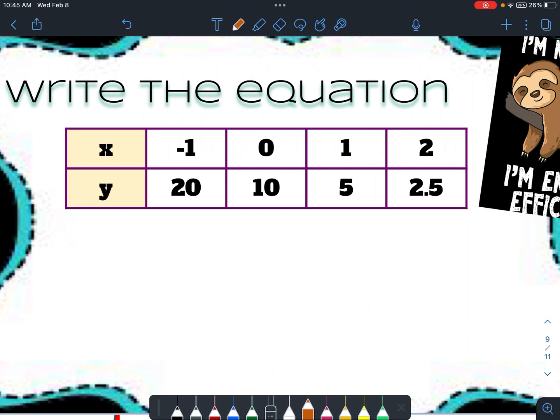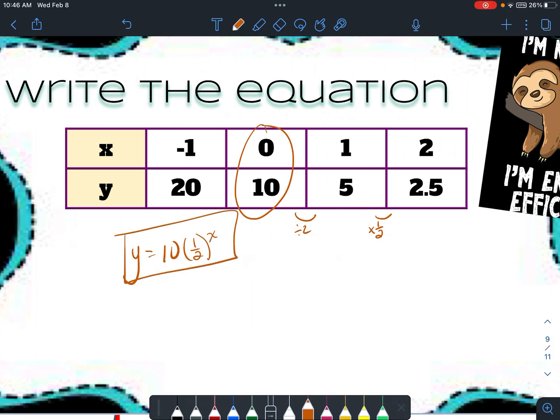All right, now if we look at this, y equals, first thing we want to do is identify where x is 0. The x is 0 at 10, right? So where x is 0, y is 10. So our y-intercept is going to be 10. The b value, our growth factor, you can see we're dividing by 2. And dividing by 2 is the same thing as multiplying by 1/2. So we're going to go 10 times 1/2 to the x. And that would be our equation right there.